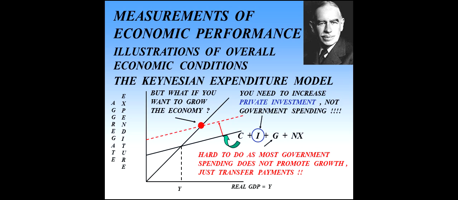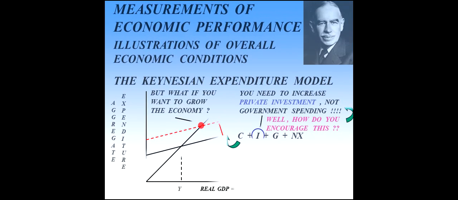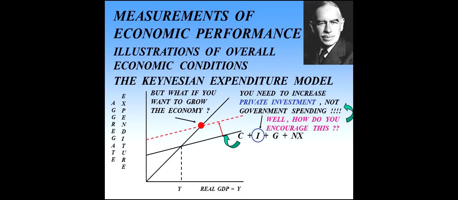So the question becomes, yeah, government spending can help contribute to the private investment, but how do you really encourage this private investment to occur to increase worker productivity and plant and factory productivity and so forth, so that you can grow the economy to the level that we see here? It's represented by the red dot. So how do we encourage the private investment to occur?